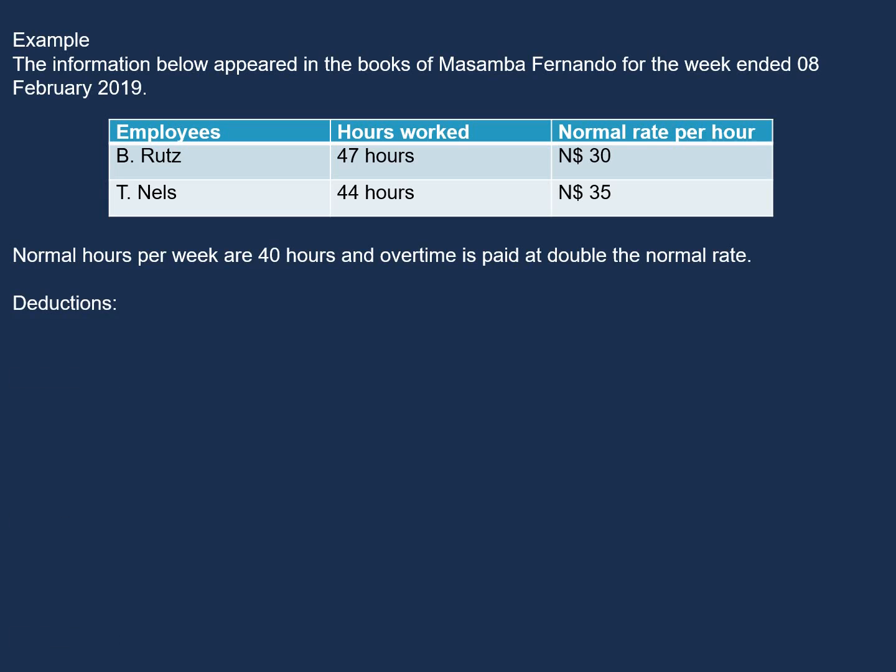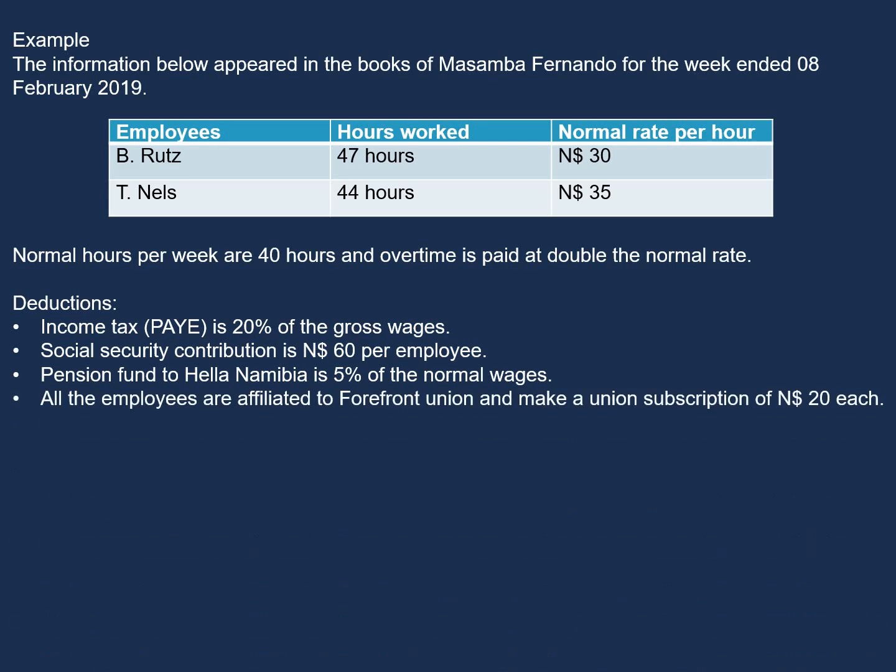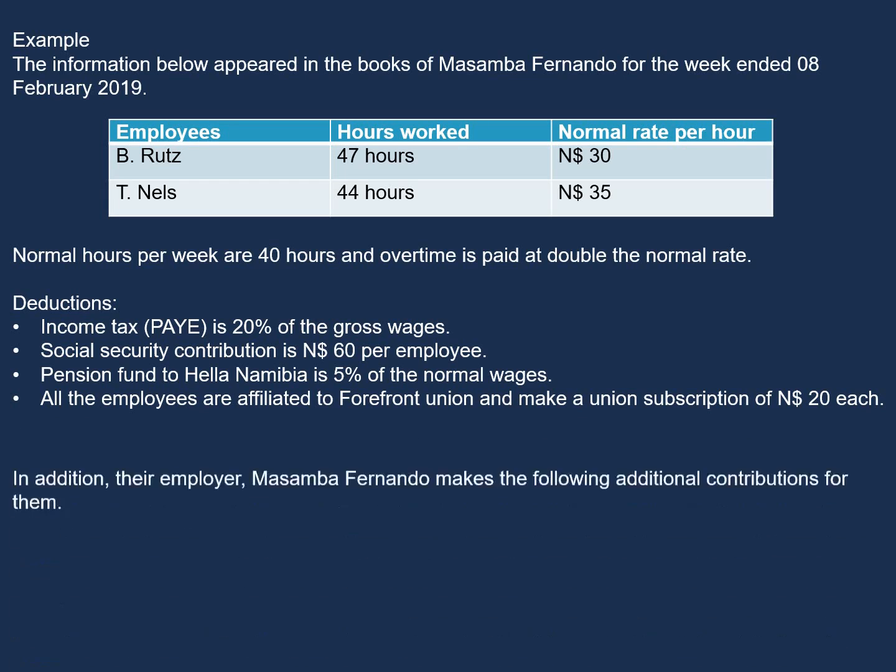The deductions are as follows. Income tax, that is pay as you earn, is 20% of the gross wages. Social Security contribution is $60 per employee. Pension fund to Helen Namibia is 5% of the normal wages. All employees are affiliated to Forefront Union and make a union subscription of $20 each month.